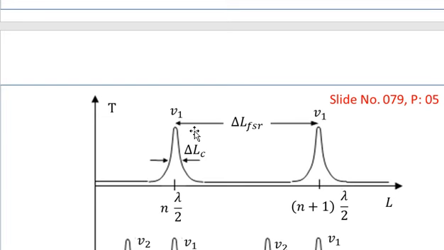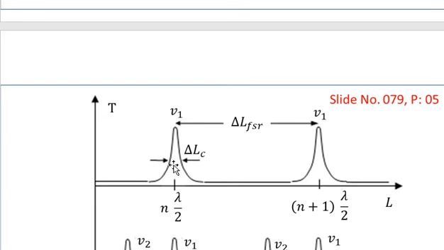And you know that here we are using only a single frequency wave, that is nu 1. Nu 1 is the only frequency present in the input beam. So we are getting two peaks. One is at lambda by 2. The other peak, if we move from one peak to the other, will be again at lambda by 2. But of course the index will change, that is from n to n plus 1. That is, the separation between the two peaks is lambda by 2. So delta L FSR, that is the free spectral range in terms of distance, is equal to lambda by 2.